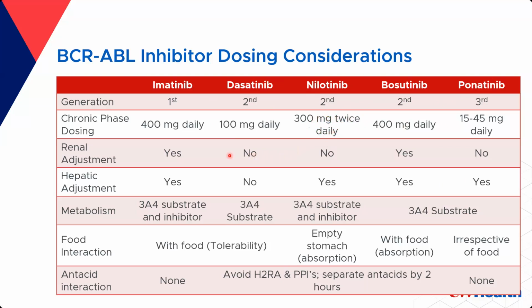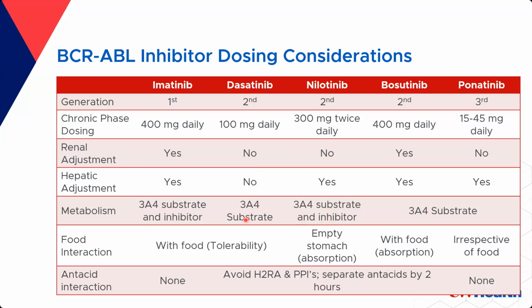For renal dose adjustment, imatinib and bosutinib are going to be the two agents that would require upfront renal dose adjustment. All of the TKIs are metabolized hepatically by CYP3A4, but dasatinib is the only one that does not require upfront dose reduction for hepatic dysfunction. And then imatinib and nilotinib are going to be your agents that are both 3A4 inhibitors and substrates.